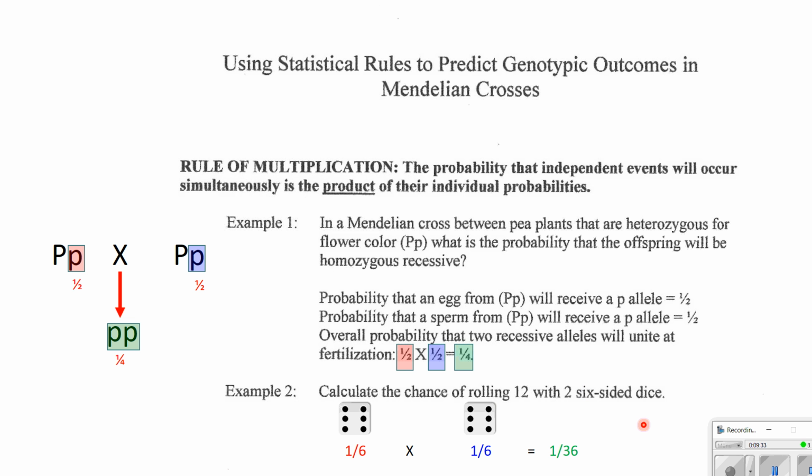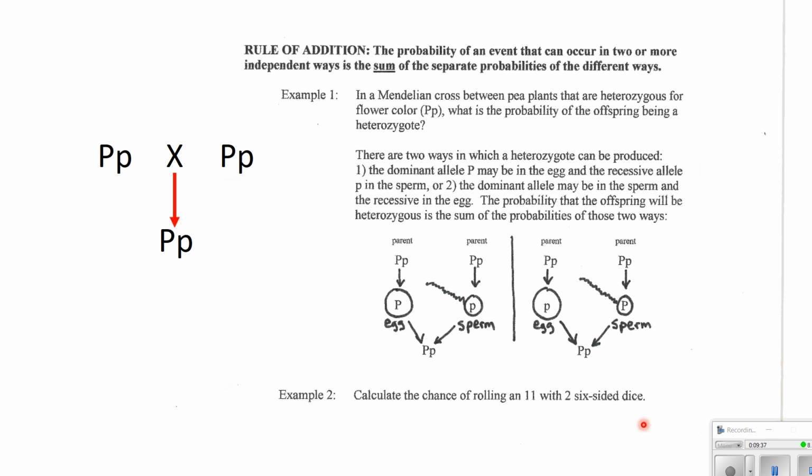Okay, so that's called the rule of multiplication. Now, let's go to the second rule, which is called the rule of addition. The probability of an event that can occur in 2 or more independent ways is the sum of the separate probabilities of those different ways. So we're going to have to do some adding.